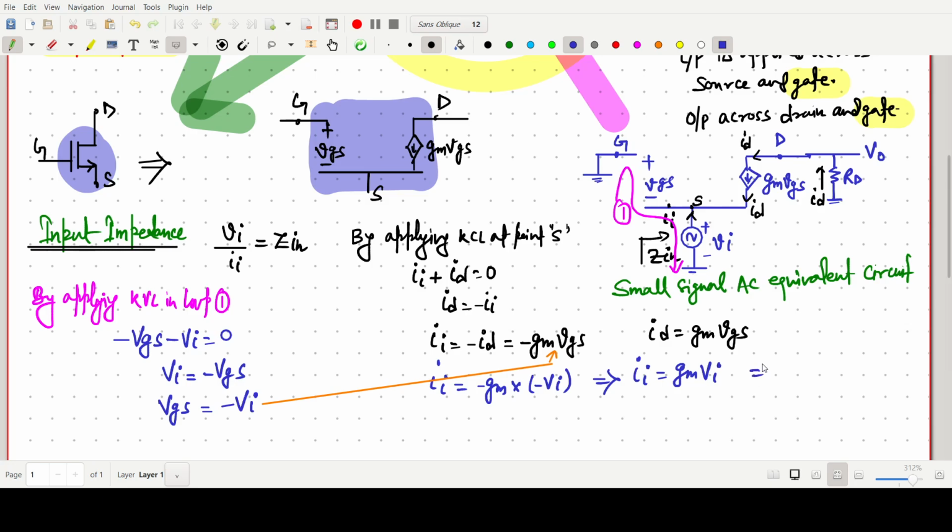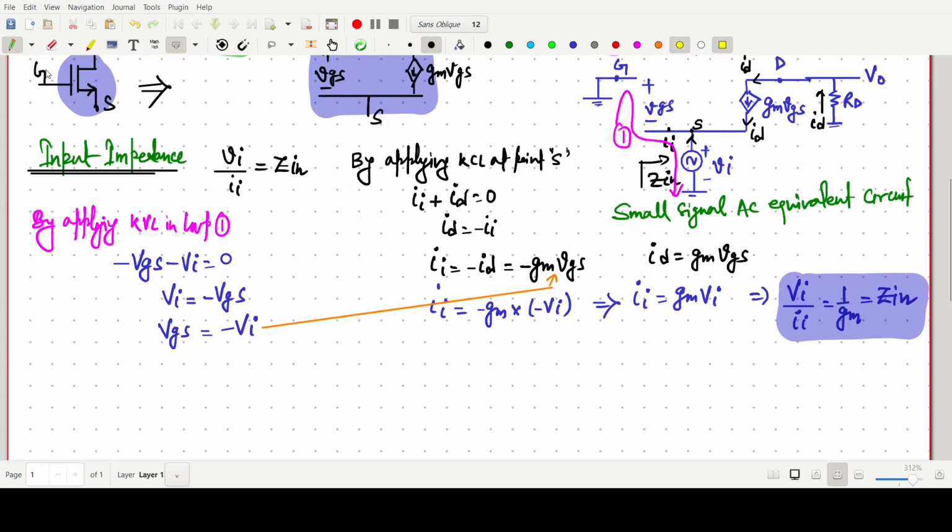Okay, so the value of Vi by Ii equals 1 by gm, that is nothing but simply our input impedance Z in. Okay, is it clear now? So the input impedance will be 1 by gm. So the input impedance for a common source amplifier, sorry, the common gate, not source, the common gate amplifier, is Z in equals 1 by gm. Okay, Z in is 1 by gm.